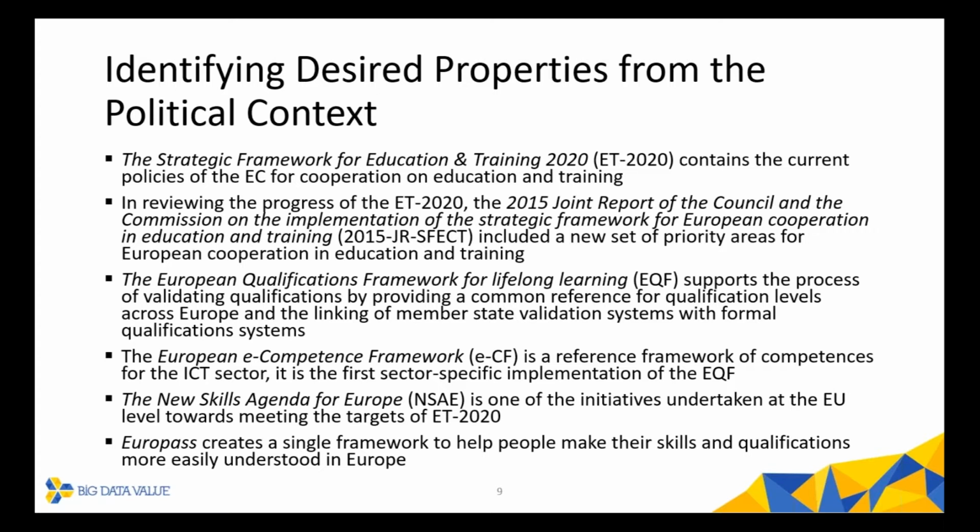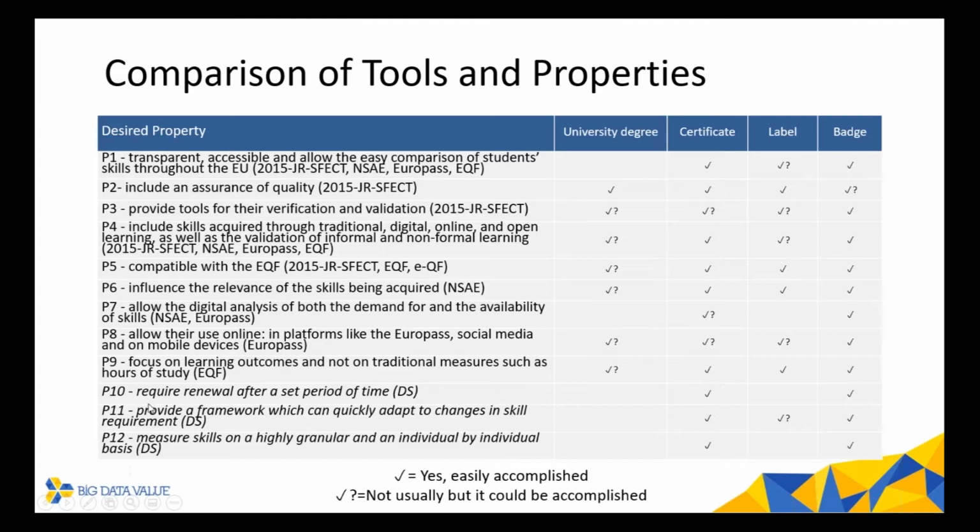So the next thing we did was try to take a look at the political context that we're working in. We looked at these 6 different strategies, documents, programs to try to identify desired properties for the program, given the current European context and the directions that the European Union is going in terms of education. So, for example, the Strategic Framework for Education and Training 2020, the report on the implementation of the strategic framework, the European Qualifications Framework, the European e-Competence Framework, the New Skills Agenda, and so on and so on.